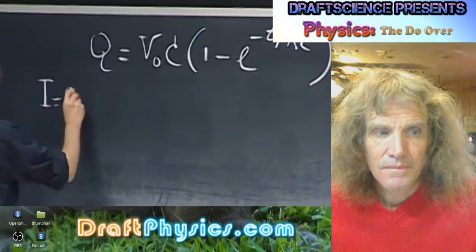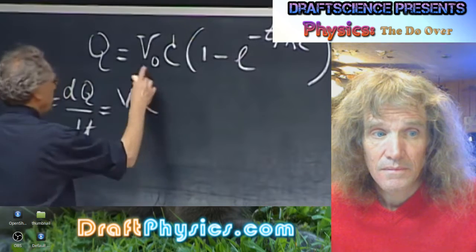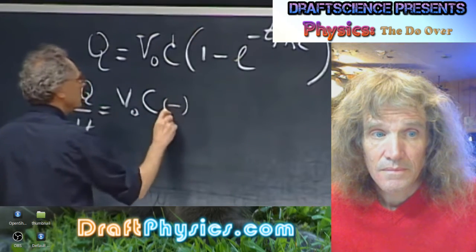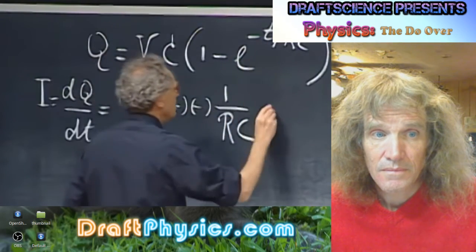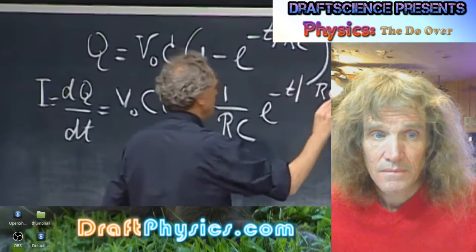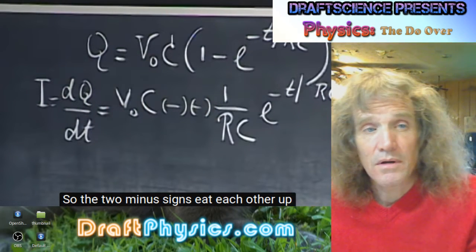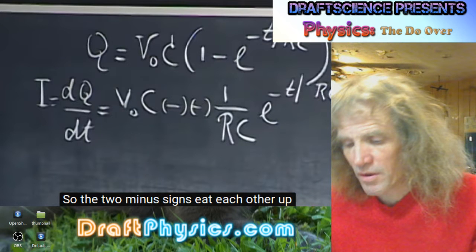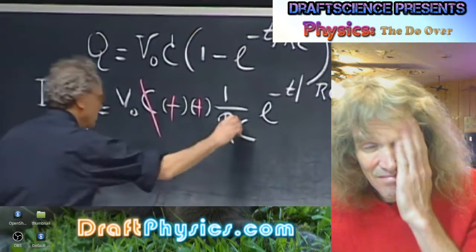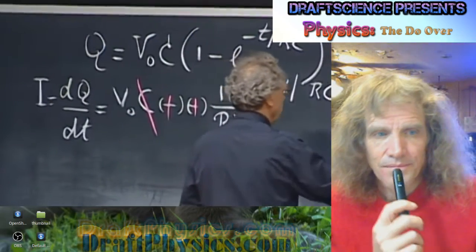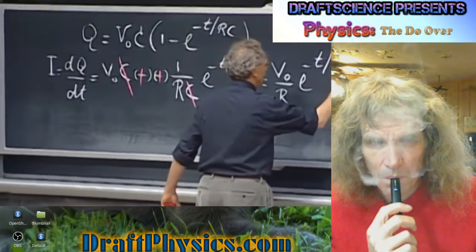So I, which is dq/dt, then becomes V0 times C. I get a minus sign, I get another minus sign, then I get 1 over RC, and then I get e to the minus t divided by RC. The two doesn't seem very simple to me, but whatever. It seems like it gets more complicated rather than simpler, but whatever. The minus signs eat each other up, and I lose one C here. And so I get that the current as a function of time is V0 divided by R times e to the minus t divided by RC.